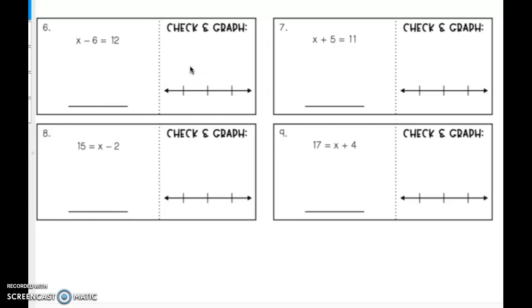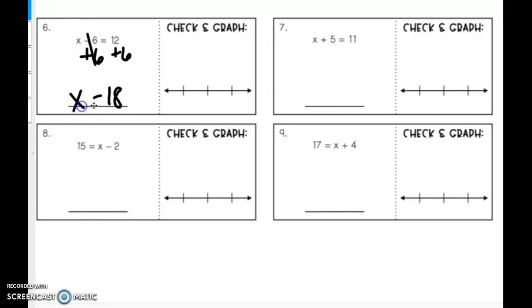Again, most of these we know we can do in our heads, but I'm going to show you. We're going to use the inverse operation. So think about this. This is minusing 6. So minus 6, the opposite operation is to add 6. And you're going to add 6 to both sides because whatever you do to one, you must do to the other. Those cancel out. 12 plus 6 is 18.